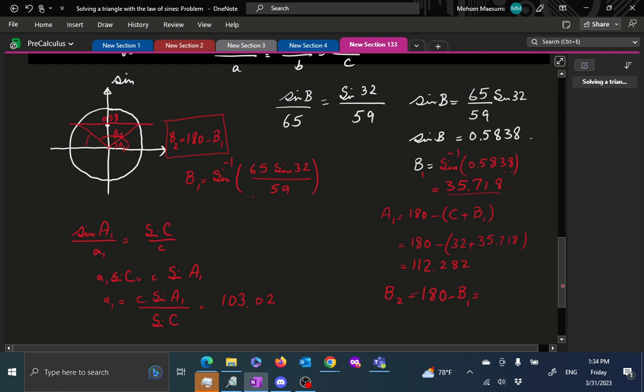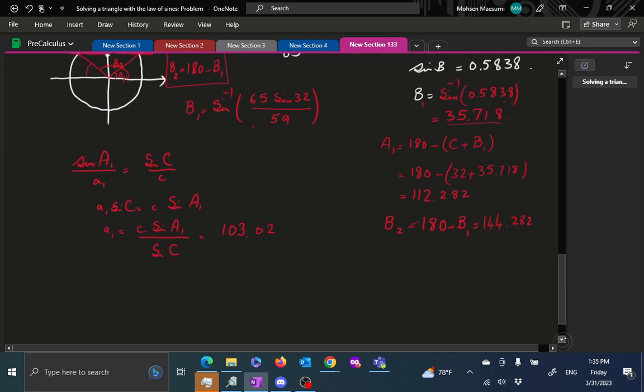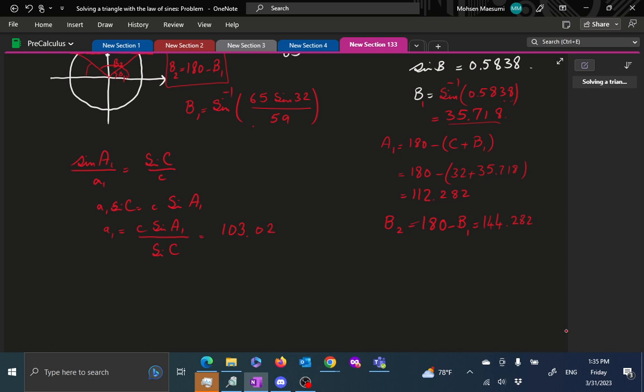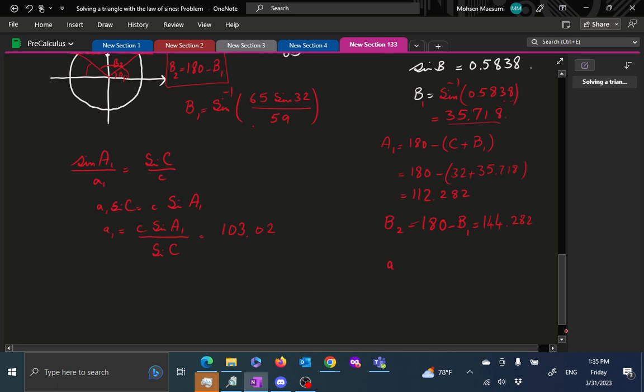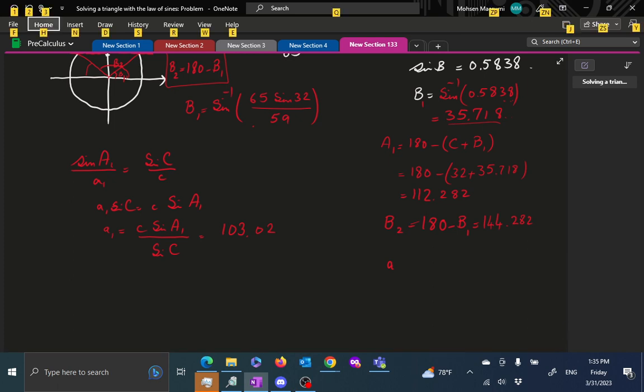B1 is 35, so this is going to be 144.282. Okay, I subtracted that from 180 and I get 144.282. Then we have to go through this process all over again. That is, come and say, well, A2.